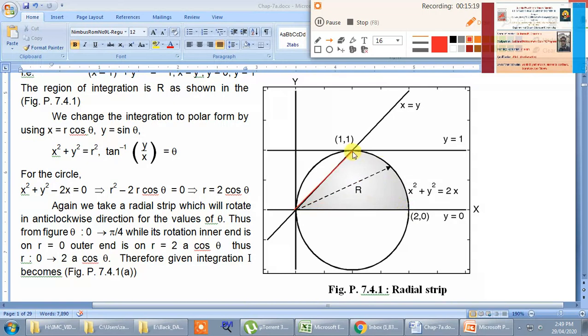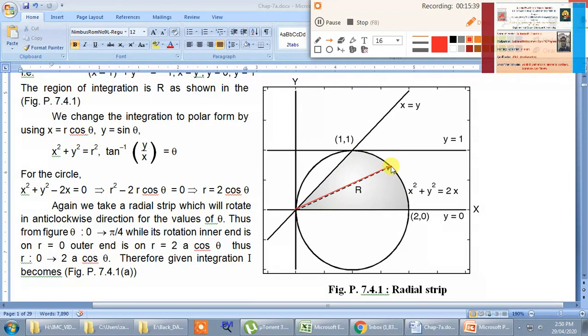And note that y equal to x is a line bisecting the first and third quadrant, bisecting 90 means it is 45 degree. So it moves from theta equal to 0 degree to theta equal to 45 degree. During this motion, you can check that the inner end is at r equal to 0, and the outer end is on the circle.